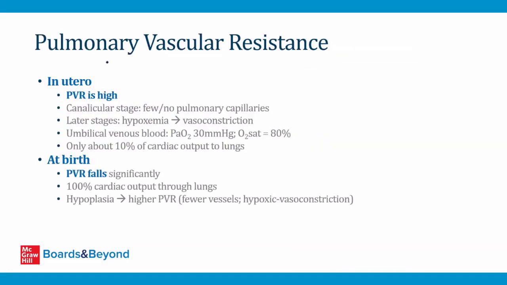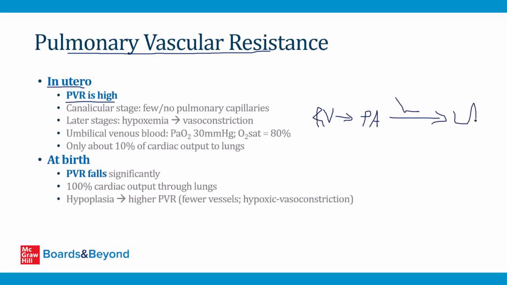Okay, I'll finish with one slide talking about pulmonary vascular resistance and how it changes when newborn babies move from the in utero environment to the after birth environment. So in utero, the pulmonary vascular resistance is very high. So remember, blood has to go from the right ventricle to the pulmonary artery, and from there it has to go through the lungs. And if it goes through the lungs, it can get over to the left side of the heart and the left atrium. So this resistance to flow through the lungs is what we call the pulmonary vascular resistance.